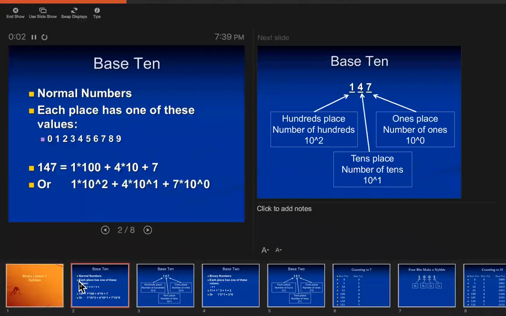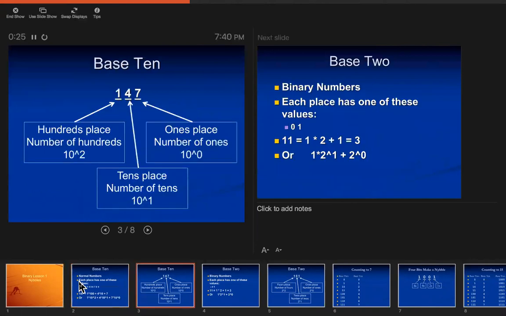All right. So in base 10, 147 is 100, 4 tens, and 7. The placement of the numbers matters. The one on the right is the ones. The next one to the left is tens. The next one is hundreds. And that's 10 to the 0, 10 to the 1, and 10 to the 2 is what those places stand for. That's base 10, which we've all gotten used to using, although it is very strange and unnatural when you first learn it. You may not remember second grade, but I do.